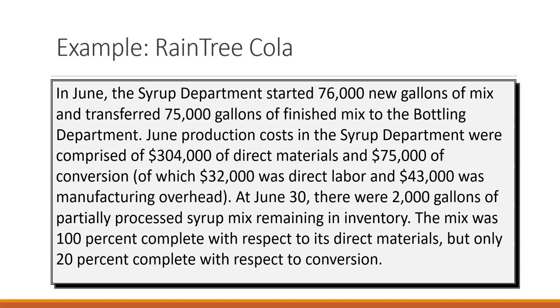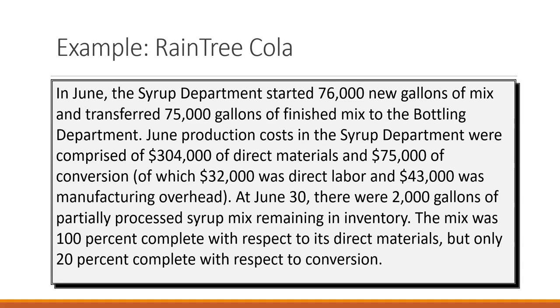So we started 76,000 new gallons of mix in addition to the 1,000 that we already had in process. And we transferred 75,000 gallons of finished mix to the bottling department. Our production costs were $304,000 of direct materials and $75,000 of conversion. Conversion is partially direct labor and partially overhead.